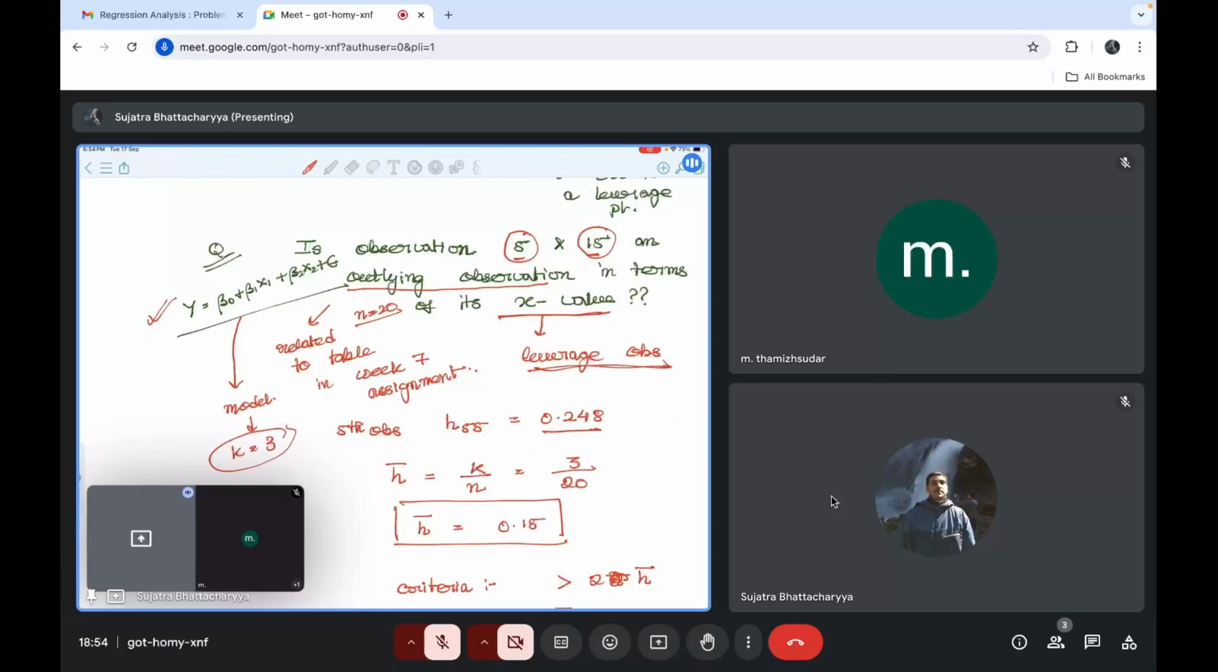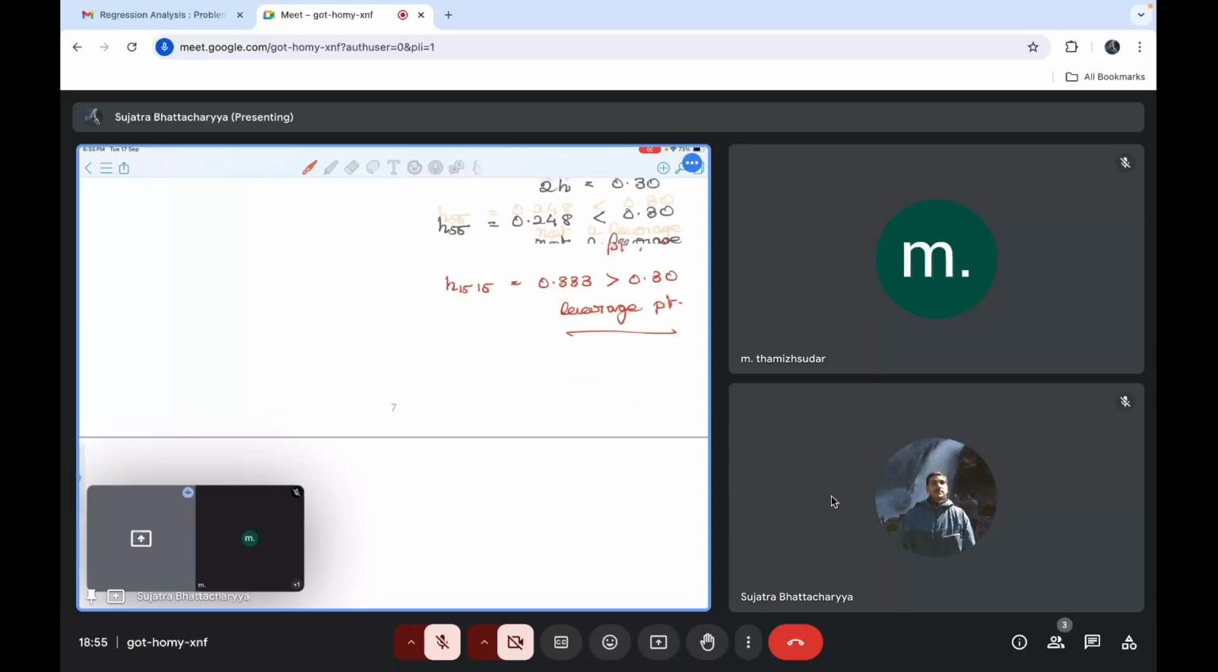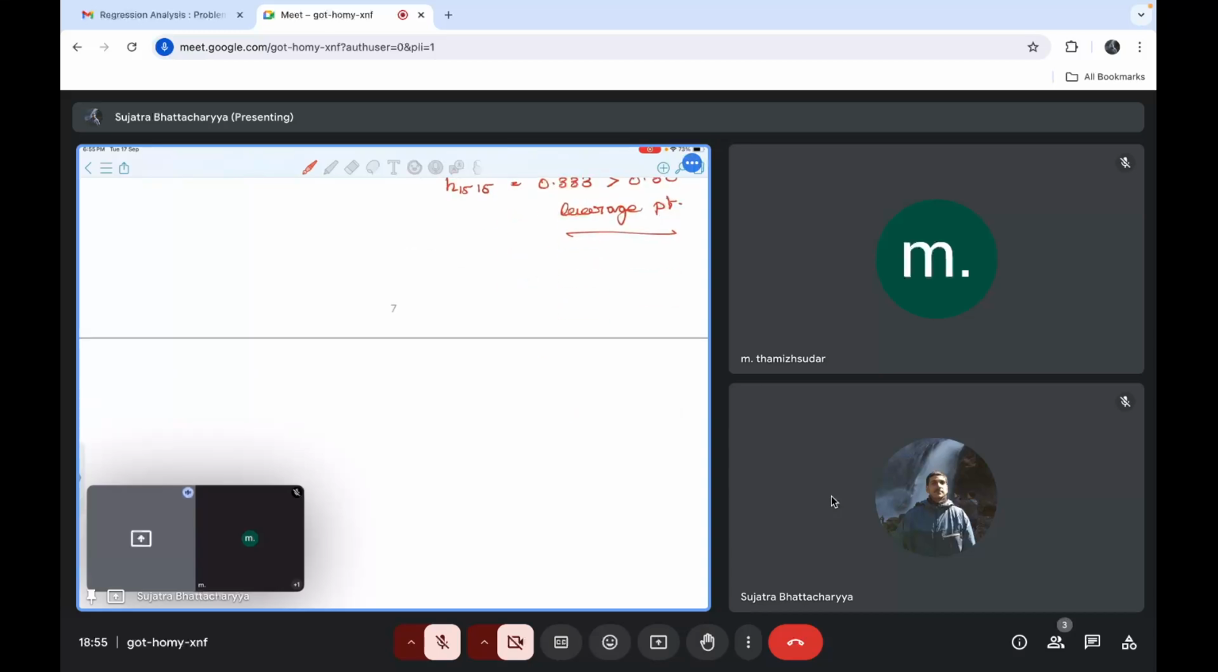Fine. So this is a question to check whether any observation is a leverage point or not. What we require is that if you have been given the h values, which will be given, you just need to see what regression model they have used. From there, you can calculate k, and the number of observations given in the question is 20. Based on that, you can easily calculate h bar. 2 times h bar is the critical limit. That's all. So this completes the test for the leverage point.